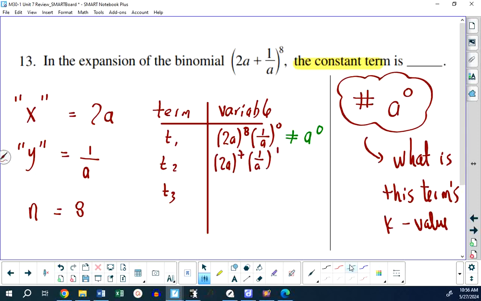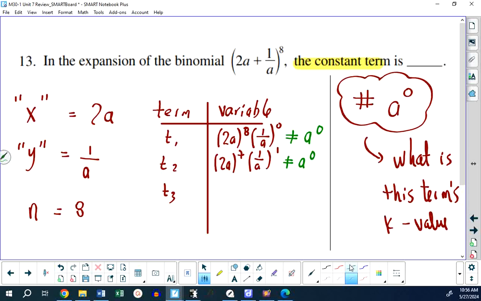Now, what does that give me for a? Forget about the 2. I'm going to have a 2 to the 7. I'm also, by the way, in the second term going to have 8 choose 1. But what does that give me for a's? It gives me a to the 7 over a to the 1, which is still not a to the 0. Are you with me on this, Markman? And we just keep going.